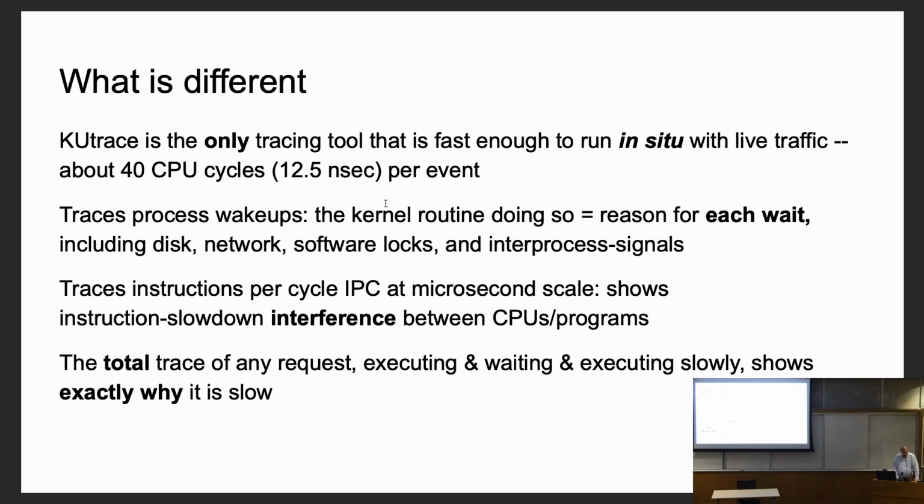Keeping track of the make-runnable event turned out to be a key to understanding the interactions between threads. Adding the instructions per cycle turned out to be a key to understanding interference. It came from somebody asking me in a talk like this three years ago, so how come you can't tell us about cache interference? And I went off and thought about it, said, well, if I do instructions per cycle, I can. So I did that. So the idea is that if you do a total trace of requests and things, you get the client side, the network, the server side, executing and waiting and executing slowly, then you can see exactly why something is slow. You can just read it off the timeline. No guesses.